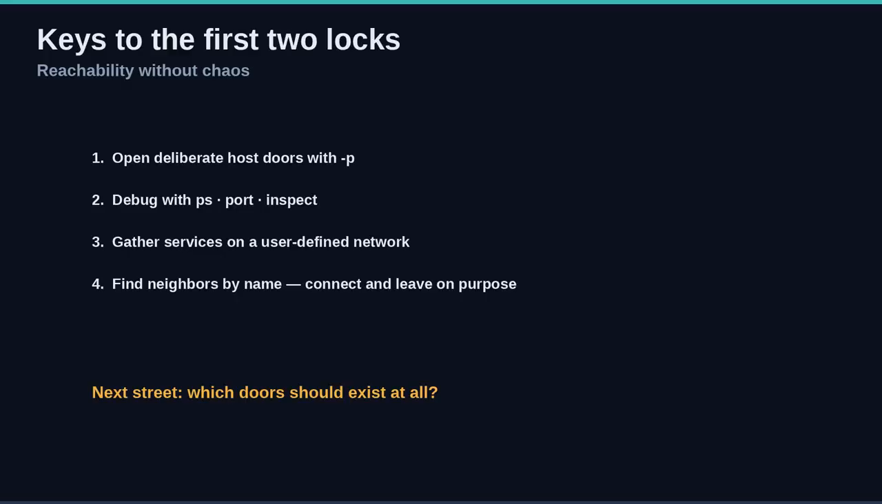You learned to open a single host door to Nginx and to a React app, to debug mappings when the browser stays quiet, and to gather services onto my-app-network so they find each other by name. The opening stakes are resolved, reachability without chaos. The question the field keeps chasing is larger. As systems grow, many services, many environments, zero trust edges, which doors should exist at all? Who may walk them? And how do we keep controlled communication from quietly becoming an open city? That is the next street over. For tonight, you have the keys to the first two locks.